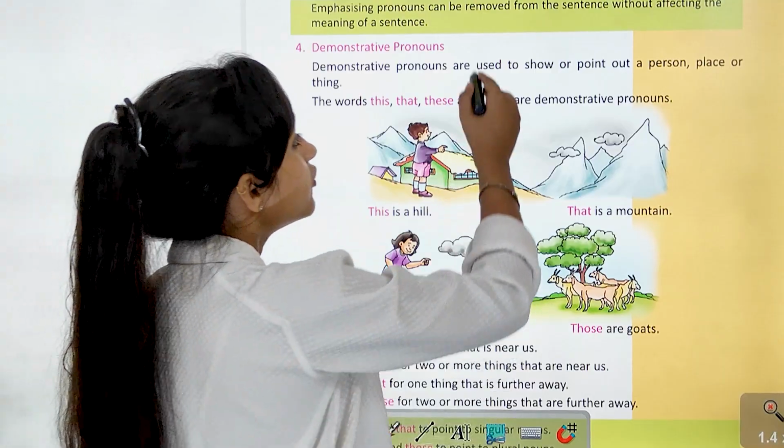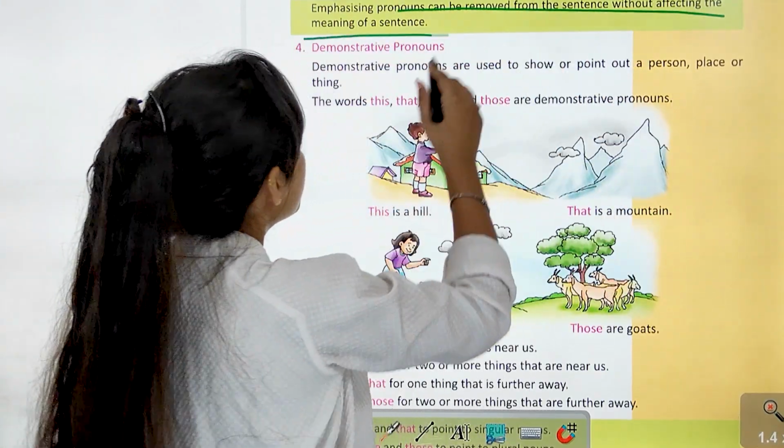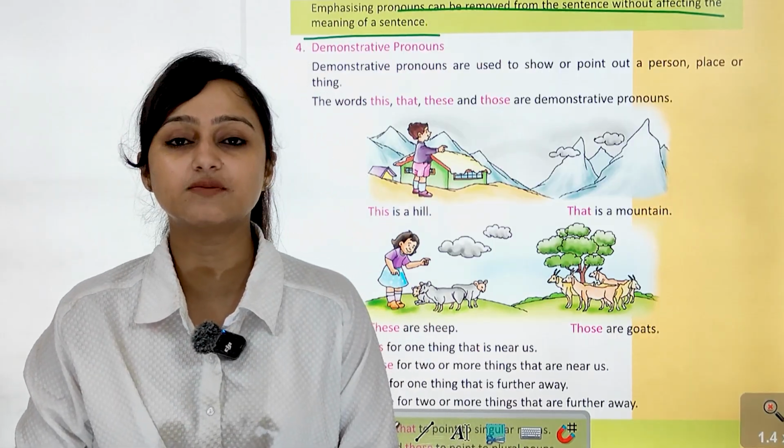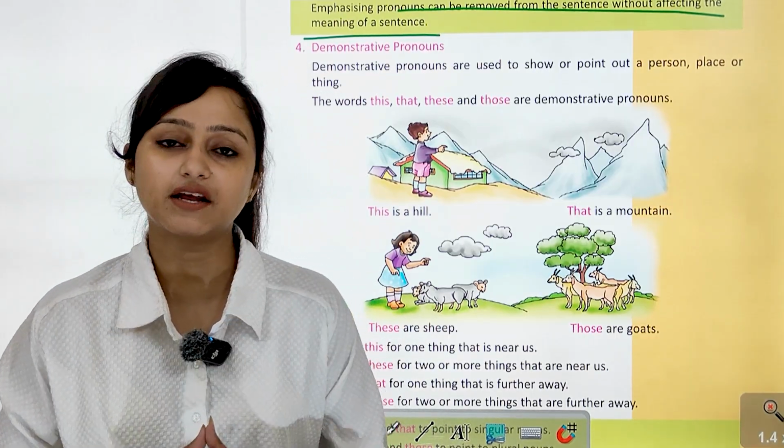Emphasizing pronouns can be removed from the sentence without affecting the meaning of a sentence. Emphasizing pronouns होते हैं, इनको हम remove कर सकते हैं sentence में से उसके meaning को affect करे बिना भी.